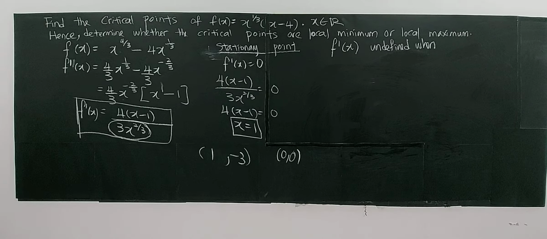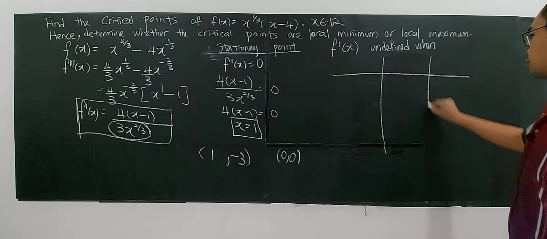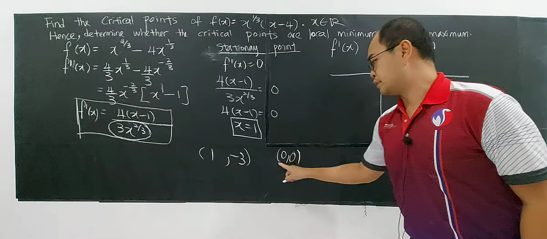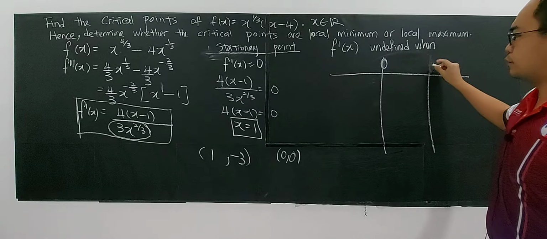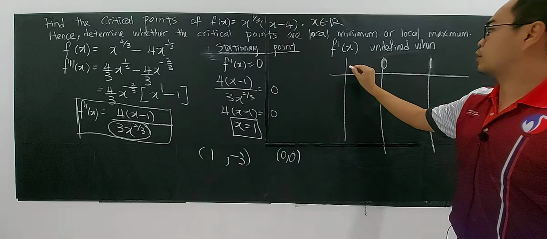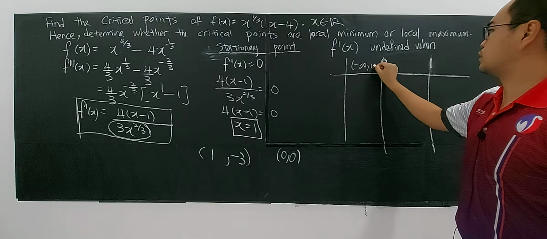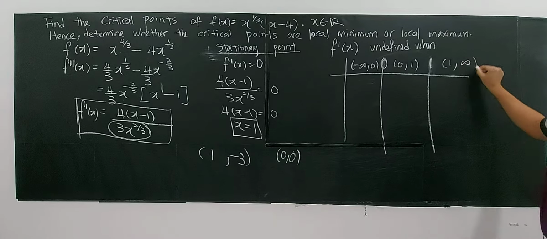Alright, let's do the first derivative test quickly. We have 0 and we have 1, right? So we divide them into 3 intervals. This is negative infinity up to 0, this is between 0 and 1, and this is 1 up to infinity, right?